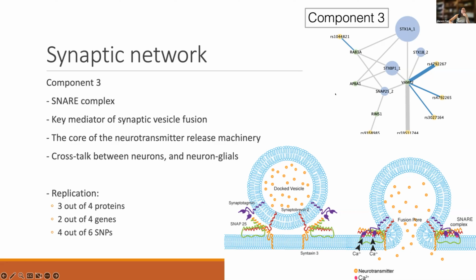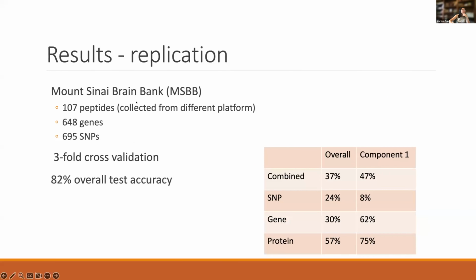When we performed the replication analysis, we were able to find most of these proteins and genes in that independent dataset, which is the Mount Sinai Brain Bank. For this one, we get around 82% overall test accuracy, which is comparable to what we got from the ROS-map data. For most of the findings we obtained from the ROS-map cohort, we were able to replicate half of them for genes and proteins, but we were not so successful with the SNPs, which is kind of as expected.